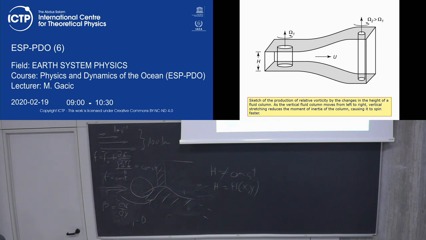If you multiply by the velocity, f0 plus df/dy times the velocity. Yes. I develop f in a Taylor series, which is f0 at the point where I am, and then plus a certain distance multiplied by df/dy.